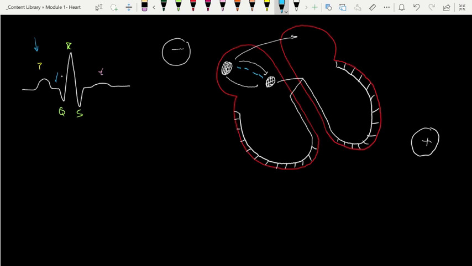Sometimes we'll see that gap elongated right before we really start our QRS complex. If that gap's elongated, we know there's something weird going on with the AV node. It's slowing it down too much. There's some sort of block there.